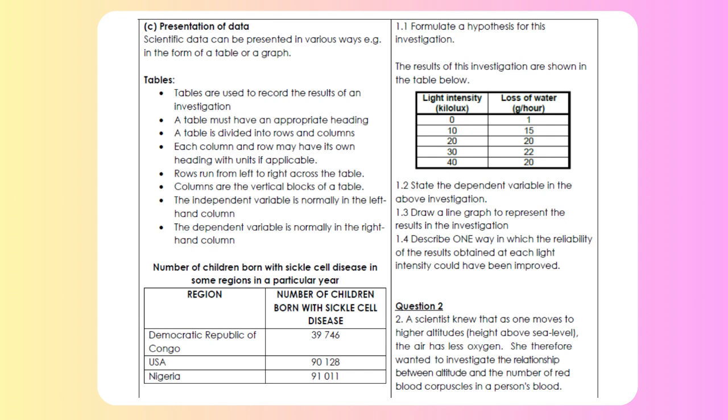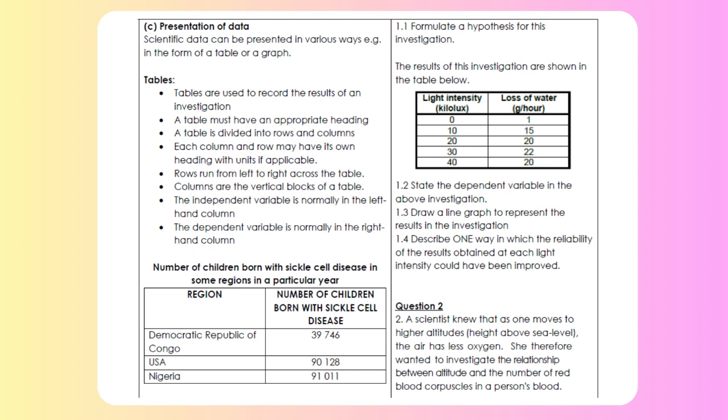Rows run from left to right across the table. Columns are the vertical blocks of a table. The independent variable is normally in the left-hand column. The dependent variable is normally in the right-hand column.